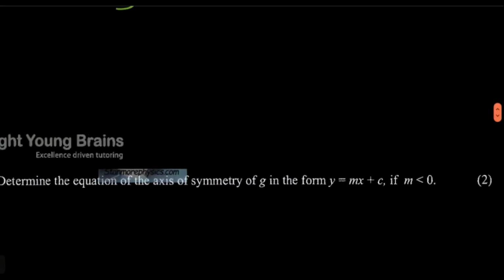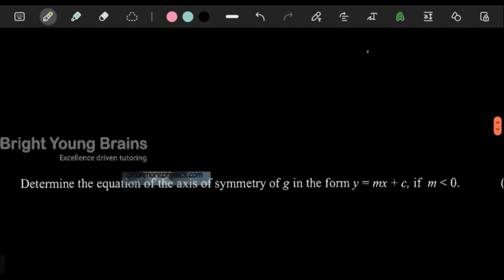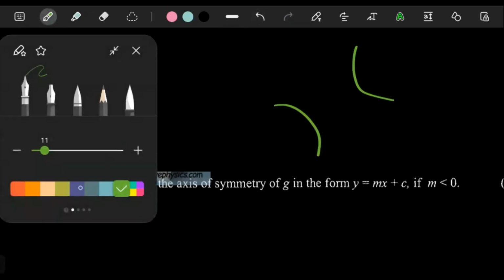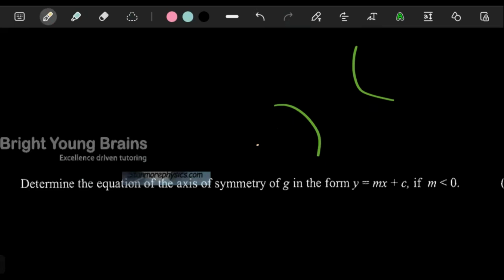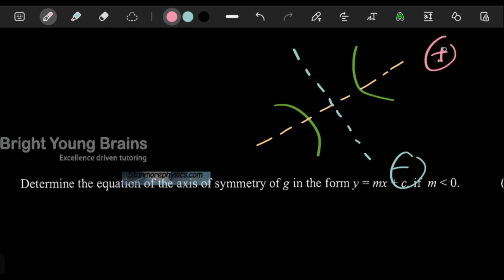Your graph of G is a hyperbola. With your hyperbolas, you have to remember that they have axes of symmetry, two of them. There'll be one like this one, there'll be another one like that. This one will always have a negative gradient, the other one will always have a positive gradient, always and forever. The positive gradient will always be positive one, the negative gradient will always be negative one.